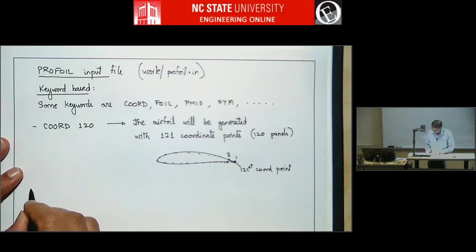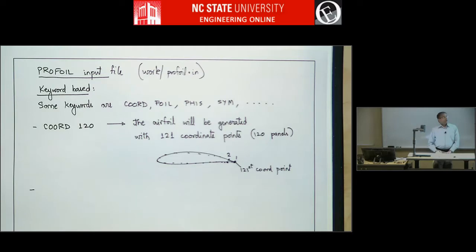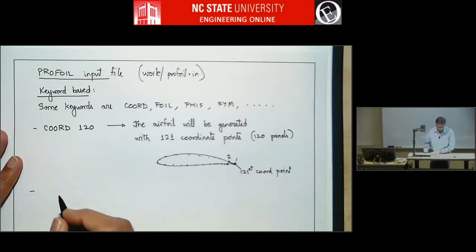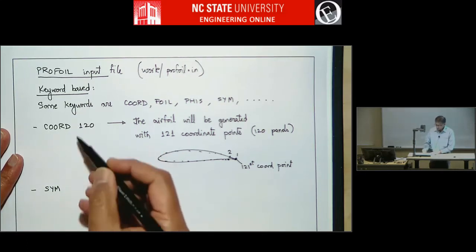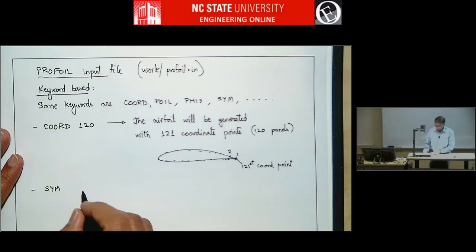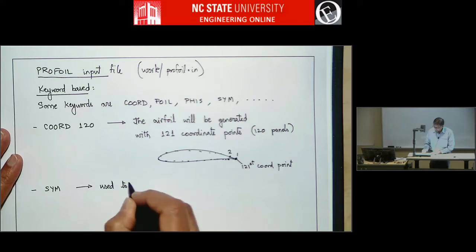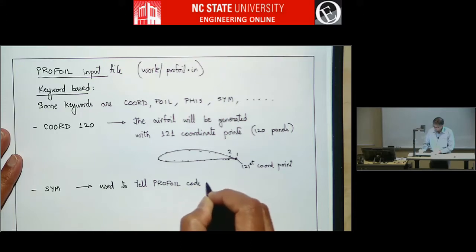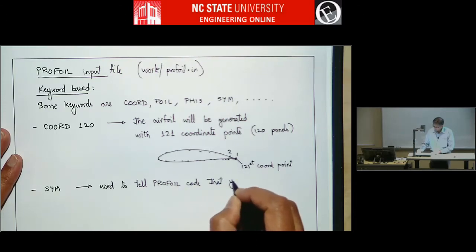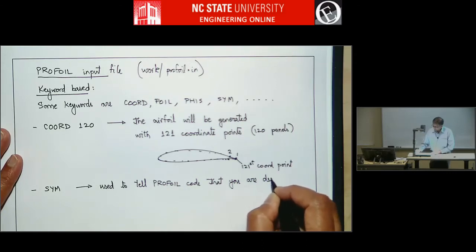Now we're going to start off first with the symmetric airfoil. The airfoil we did the other day was a cambered airfoil, right? But initially we'll start off with a symmetric airfoil. It's kind of easier to understand in some ways. So if you want profile to do a symmetric airfoil, pretty much the next line you put after coord is SYM. You're telling the profile code that you're designing a symmetric airfoil.